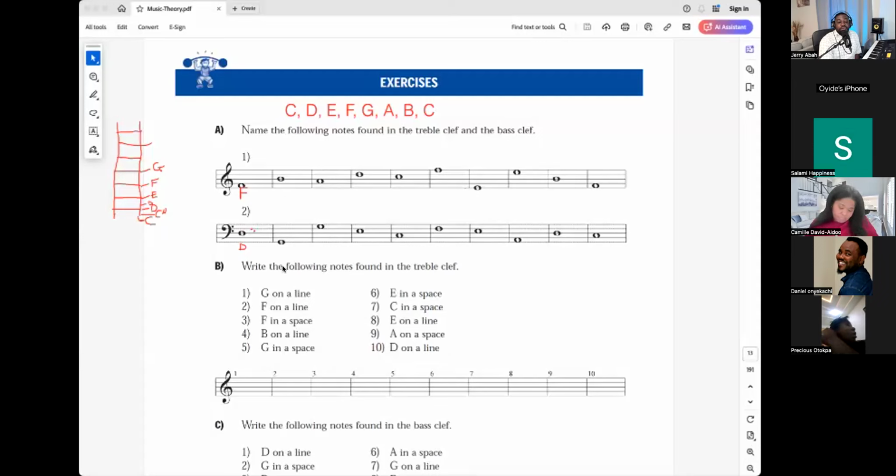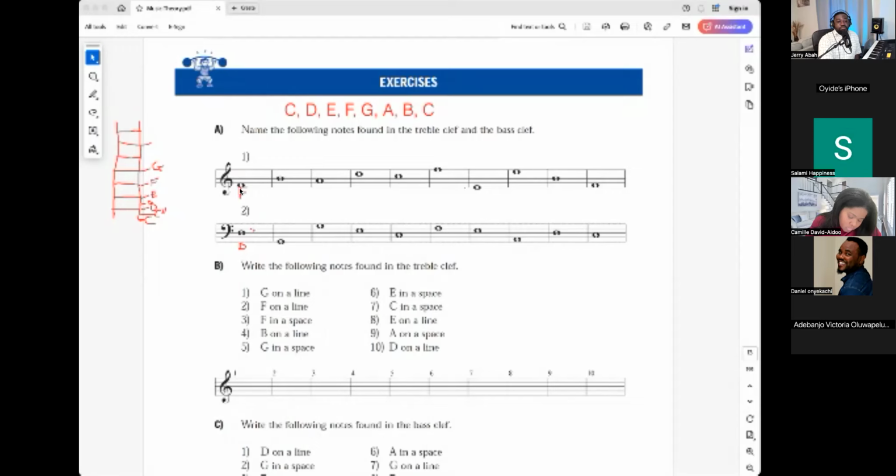Now, it may look a little confusing at first, but just try to pay attention to the details. Each line has a name, each space has a name. All right? Now let's go back to the treble clef. So, we said the first one here is an F.